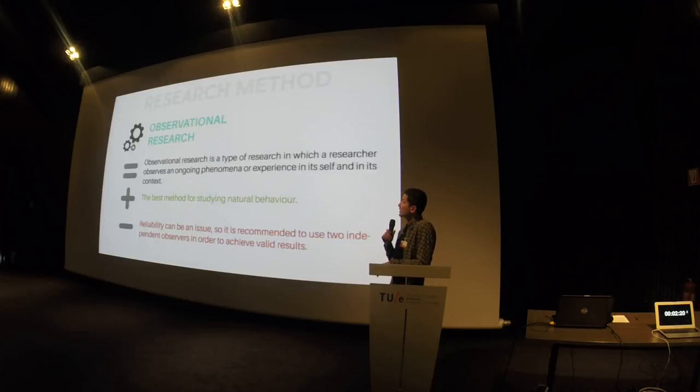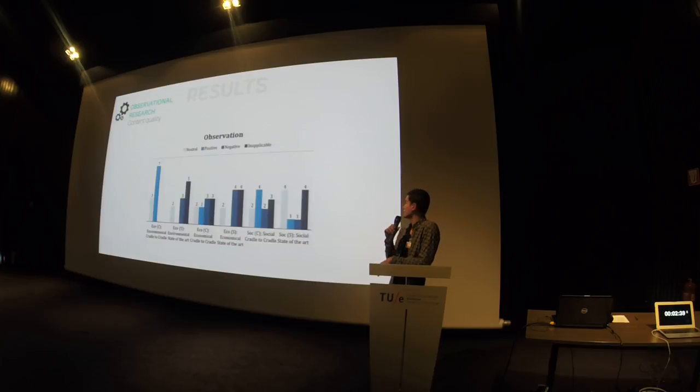The second one is the observational research method. In this research method, the researcher observes an ongoing experience in itself and in its context. A big advantage of this research method is that it's the best for studying natural behavior. On the other hand, it is recommended to use 2 observers in order to get valid results.